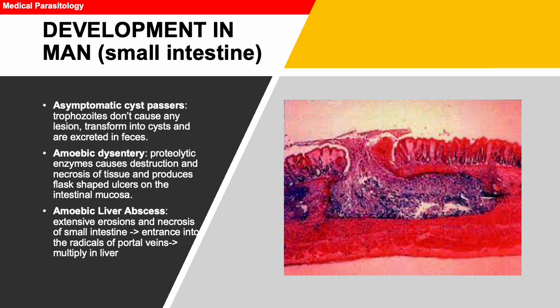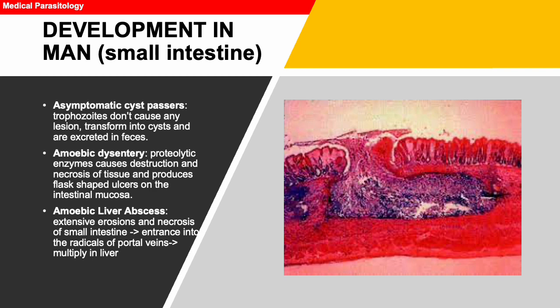So, Entamoeba histolytica can manifest in various ways. Most common is the asymptomatic cyst passer, in which the trophozoites do not cause any lesion and they transform into cyst and are excreted in feces, meaning the patient has no symptoms at all, but the patient is a carrier. They still pass out cysts that are potentially transmittable to one person, making them infectious.